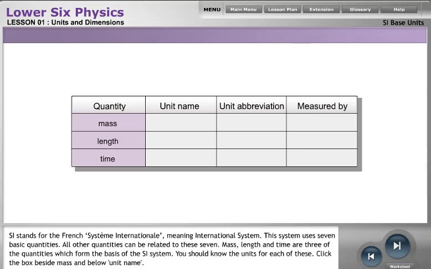SI stands for the French Système International, meaning International System. This system uses 7 basic quantities. All other quantities can be related to these 7. Mass, length, and time are 3 of the quantities which form the basis of the SI system. You should know the units for each of these. Click the box beside mass and below unit name.